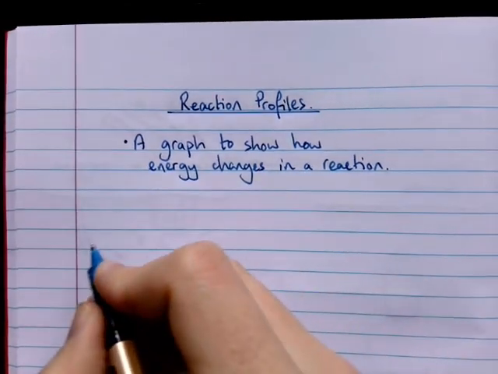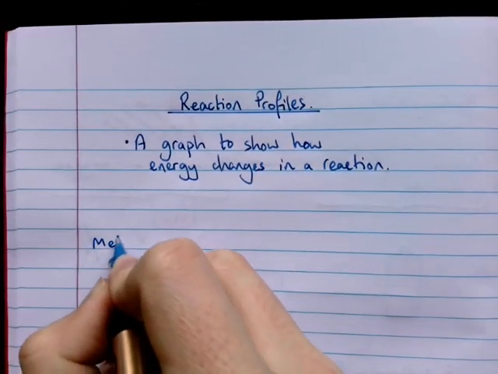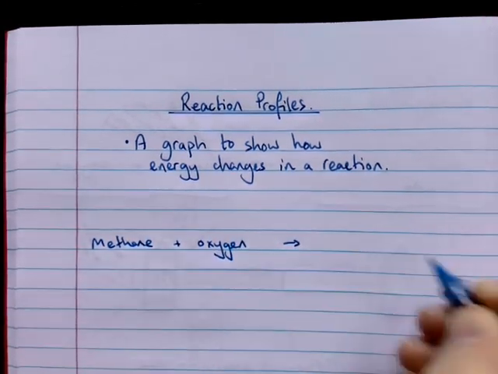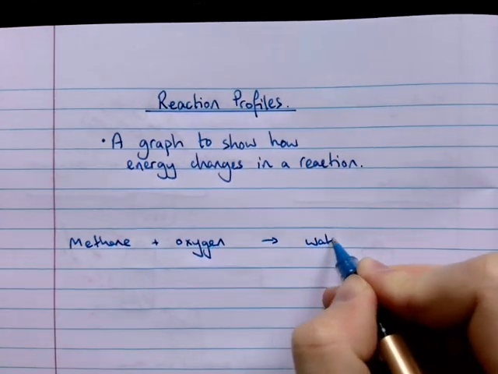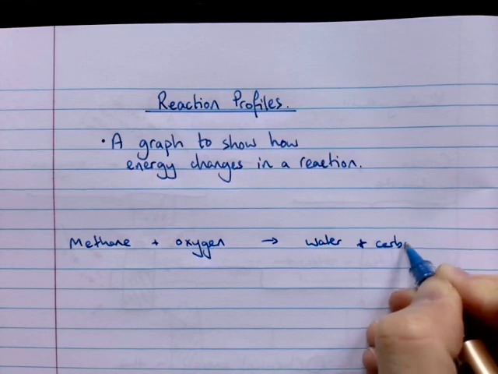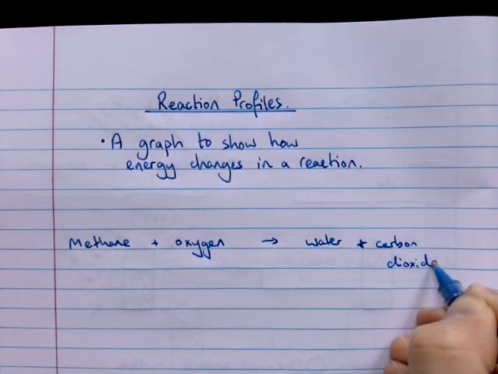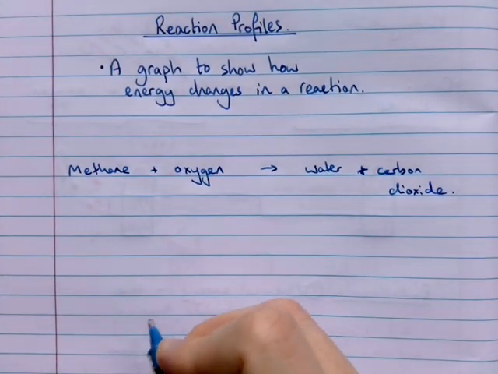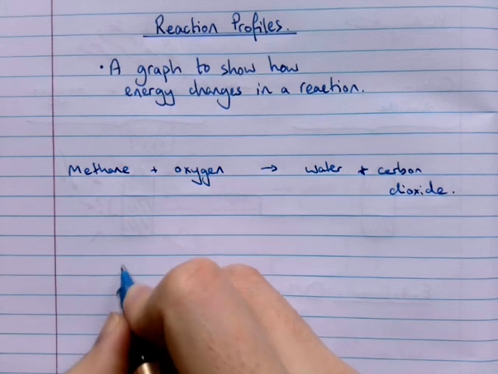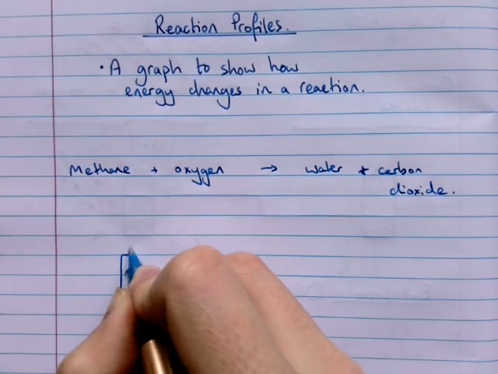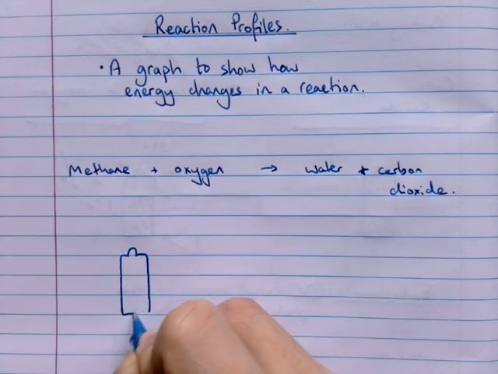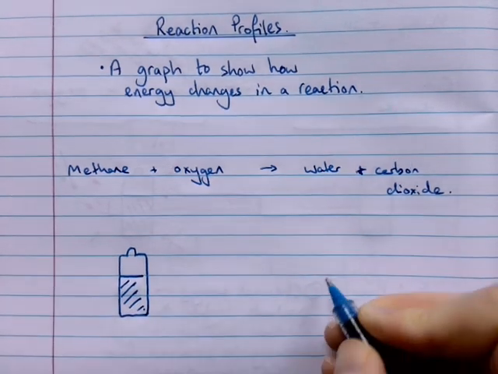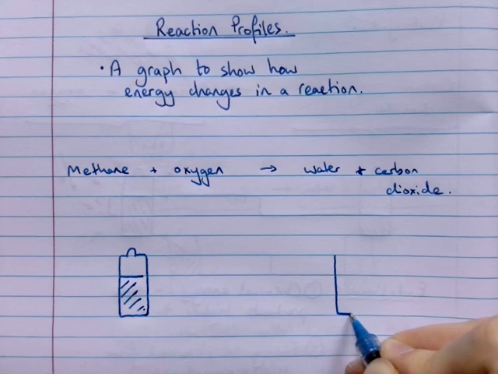So we have our reactants, which were methane plus oxygen, and our products, which were water and carbon dioxide. And I said that we can think about the amount of energy these have similar to the amount of energy in a battery. Remember that for this one, in our reactants there was a lot of energy, and then in our products there was less energy.